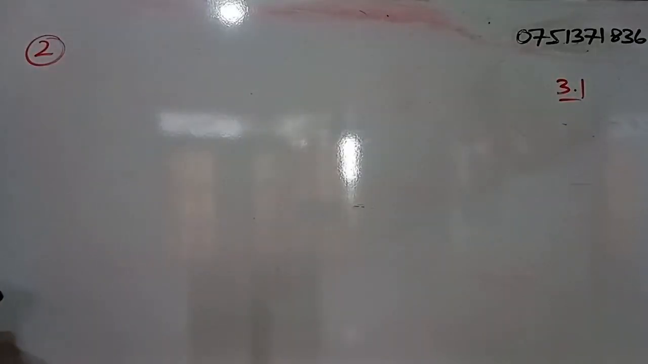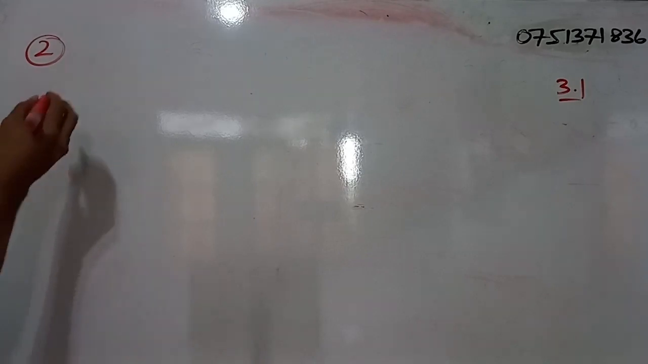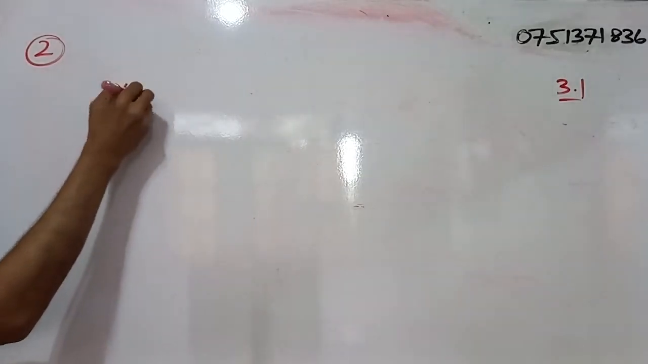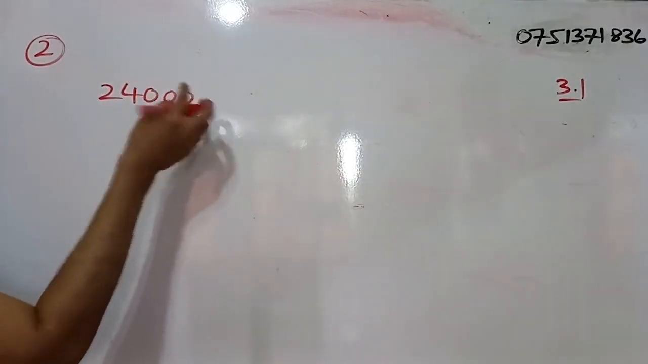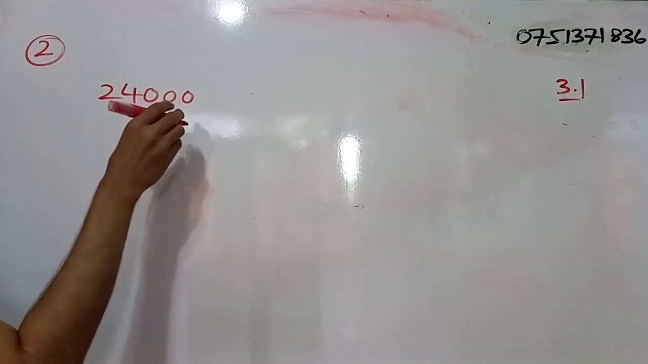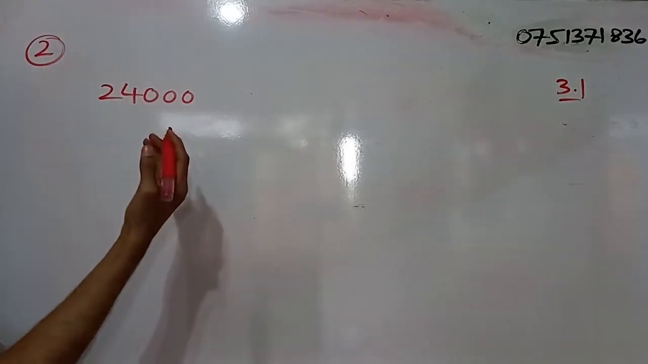Right, question number 2. What do we have? Mr. Upul received 24,000 rupees as his salary last month. He spent 3/8 of it for travel expenses. Find the amount he spent for travel expenses. Right, so what do we have to do? From 24,000, how much did he spend?